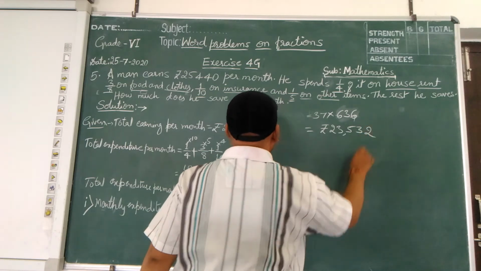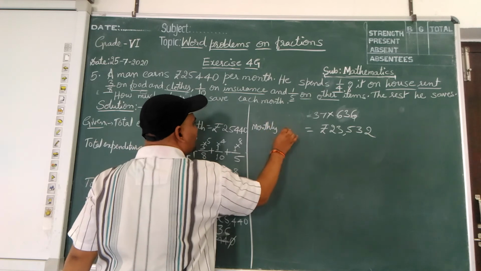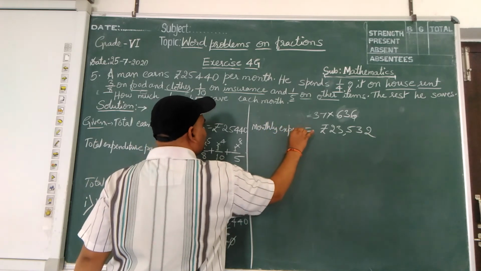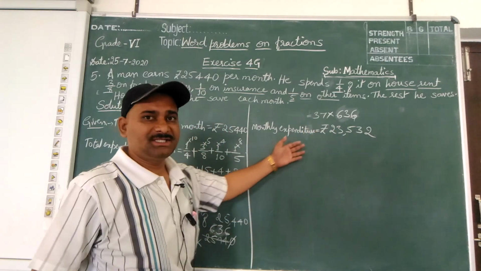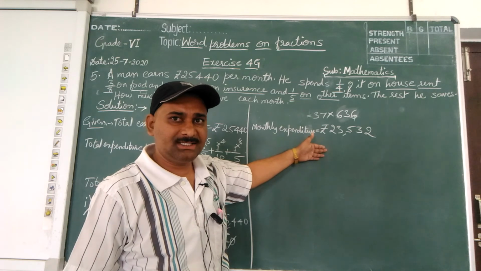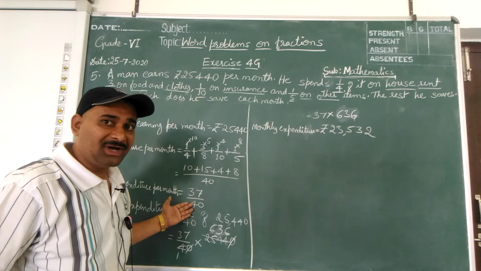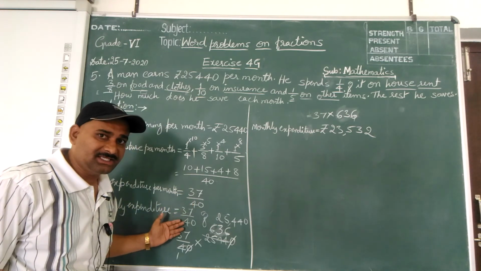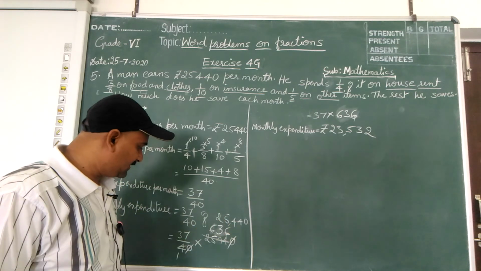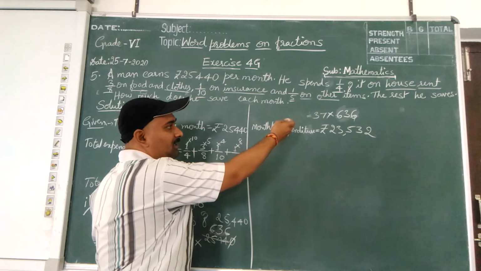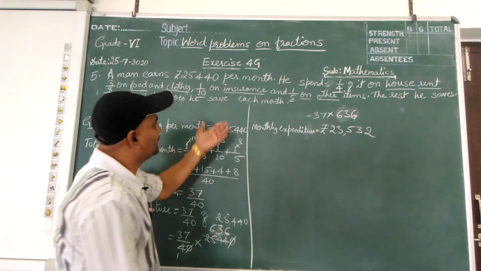What is this? This is the monthly expenditure. This much he is spending. How did we get this? First we added all the fractions and got how much part he is spending: 37 by 40 of the total earning. Of means multiplication, cancel with 40's table, and after multiplication you get 23,532. Now it is easy to get how much he saves each month.